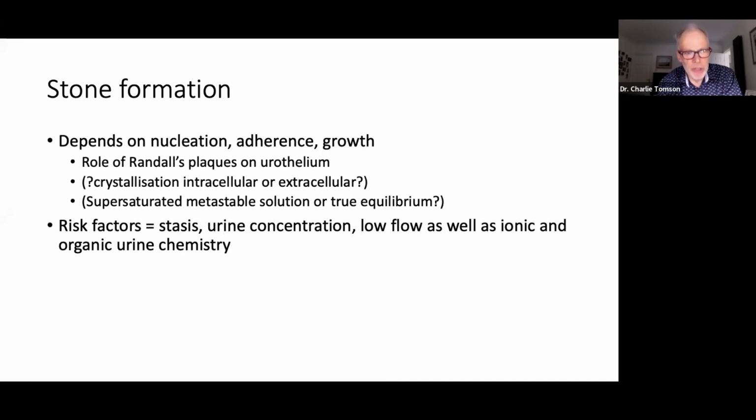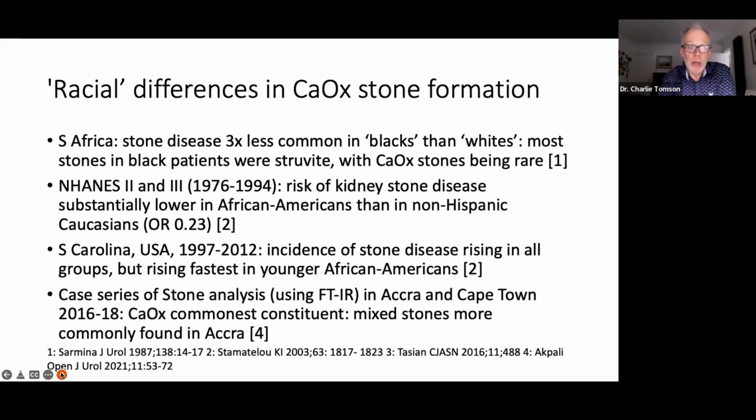In terms of simple risk factors that the average nephrologist understands, and I count myself as an average nephrologist, you need a degree of urinary stasis. If the urine's flowing very fast, there isn't time for crystals to form. You need urine concentration in order for crystals to come out of solution, and you need low flow, and there are many other ionic and inorganic risk factors as well. There are some reports, as I said in my introduction, of racial differences in calcium oxalate stone formation.